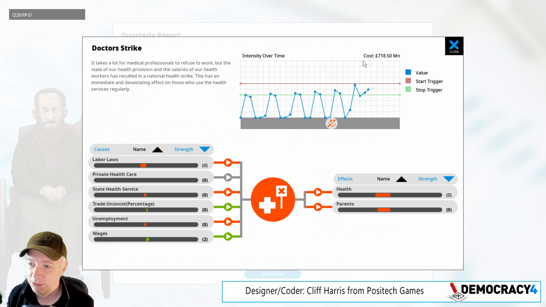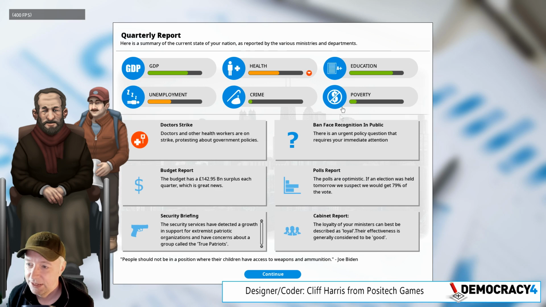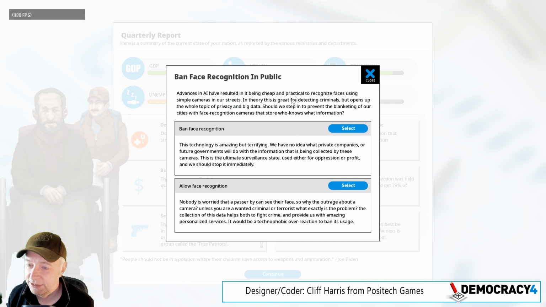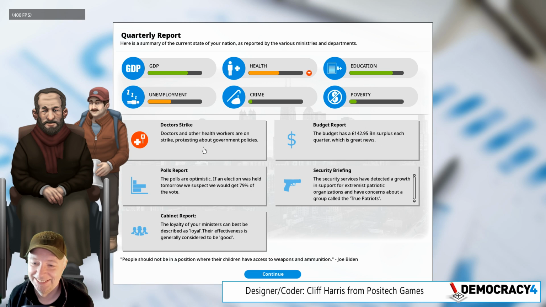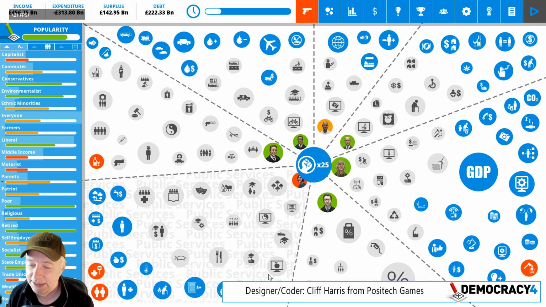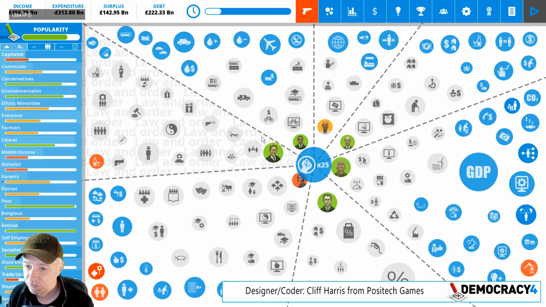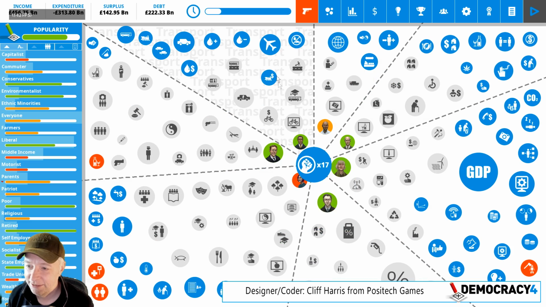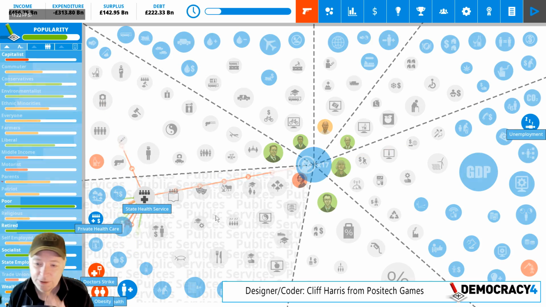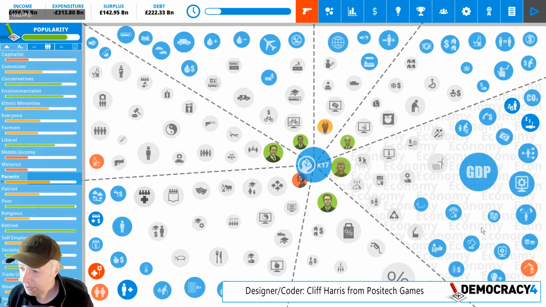Doctor strike. Oh, well, that's annoying. Ban face recognition in public. Oh, we now have dilemmas that have 3 choices. No, I'm going to allow face recognition. Get with the times. Well, I'm hoping things will go badly wrong, so I can show you emergency powers. Oh, I've got a manifesto pledge that I need to meet there. Let's meet it now. I don't want to have this go on too long. I just want to show you some things.